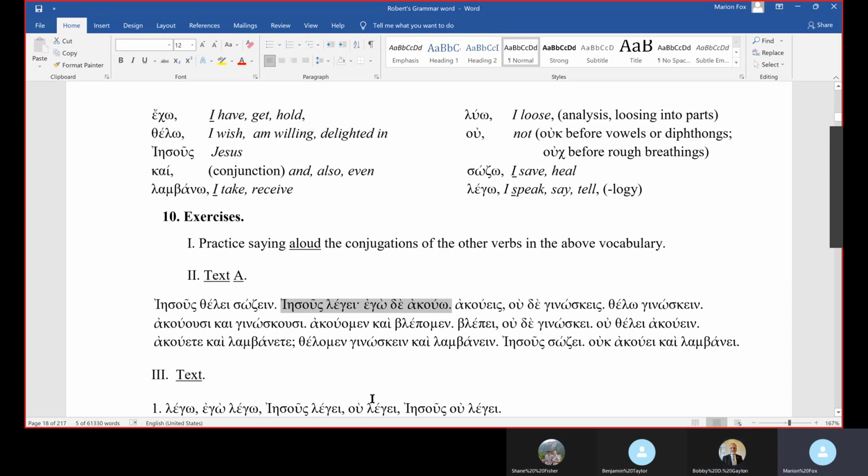Okay. We'll have to see the subtle difference between kai and de a little bit later. It might be better translated and I hear, but it could be but I hear. So Jesus speaks and I hear. And I hear. Okay? Does that make sense? Jesus lege ego de akuo. Jesus speaks and I hear.